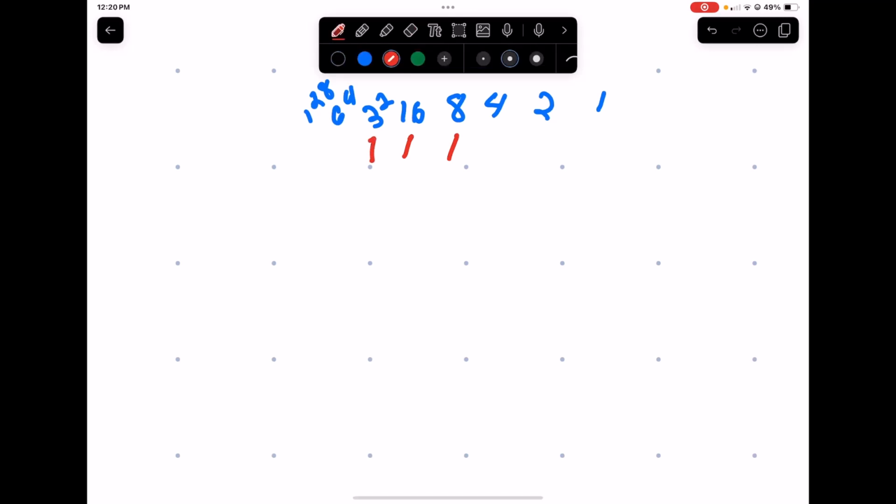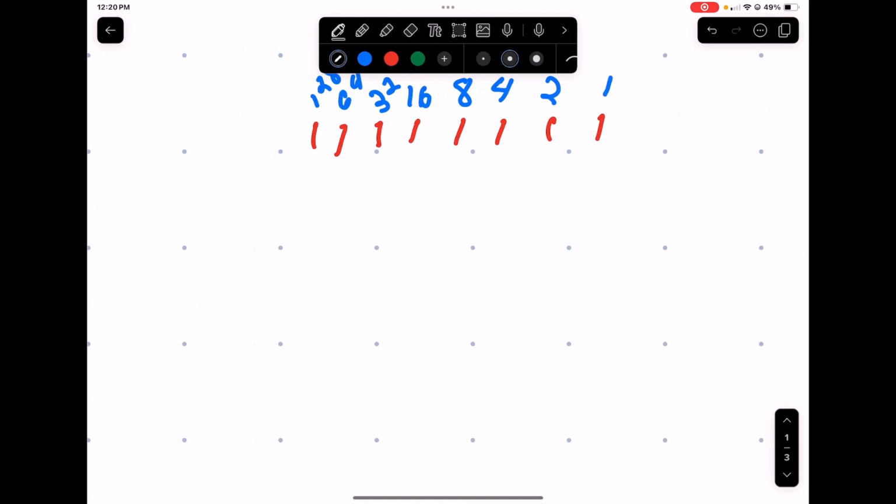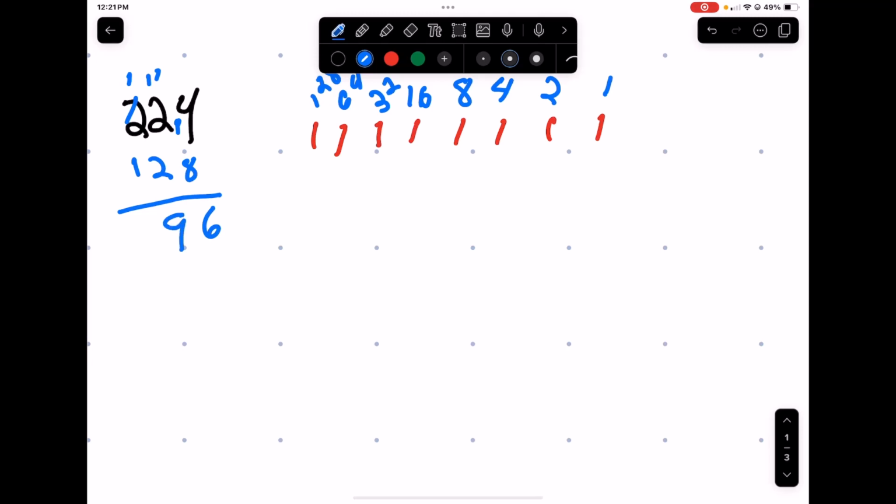Okay, I drew my ones back in here from erasing them. Alright, so now we've been asked to convert another number, 224. Let's go. Can we subtract 128 from it? Yes, we can. That's a 1. That leaves us 96. Boom.